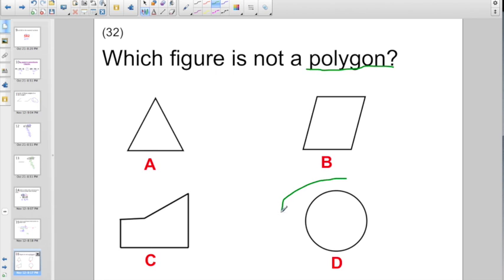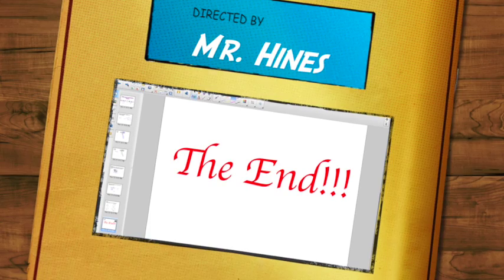The guy who could not be a polygon is our friend the circle here. Why? A circle is not made up of line segments. He is enclosed, but that's not a line segment going on right there, not in the world of geometry. And that is the end.